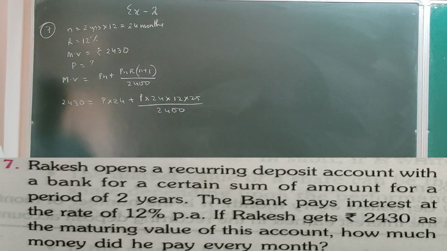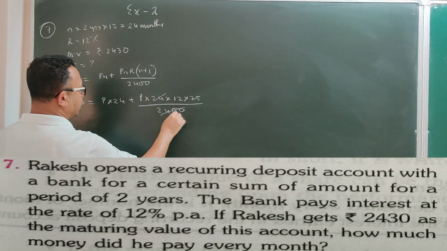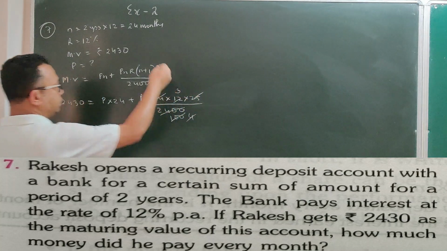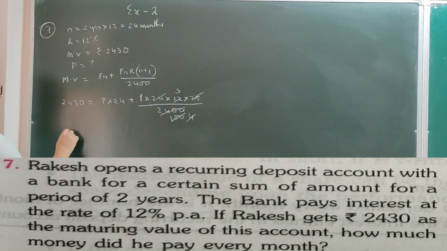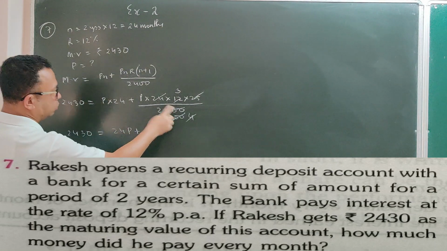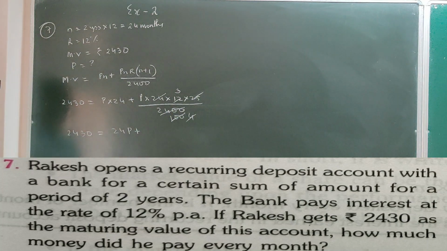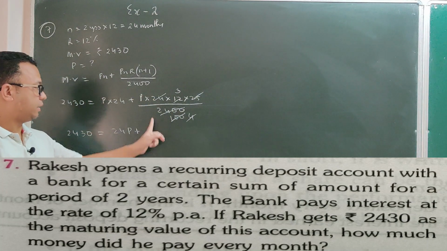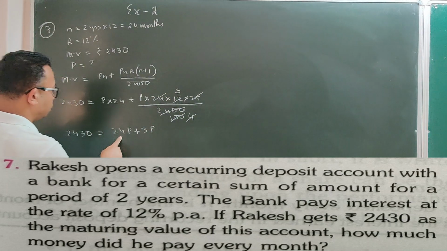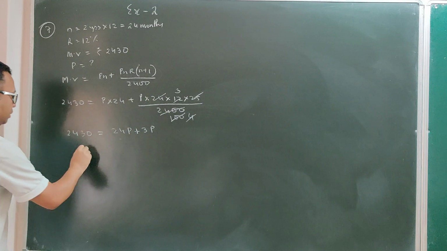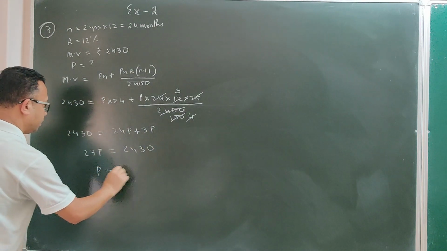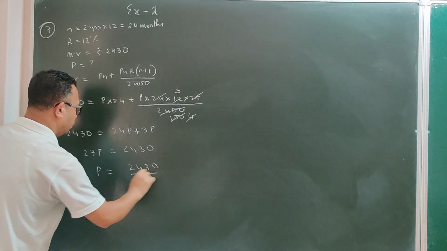So I'm going to now simplify this. 24 will cancel here 100 times, 25 will go here 4 times, 4 will cancel 12 3 times. So then we have 2430 is 24p, and plus here also no fraction. If a fraction was there, I would have taken the LCM and added, but there is no fraction here, everything got cancelled, so you have only 3p. So 24p plus 3p is 27p. So we have 27p is 2430. So p is equal to 2430 over 27.